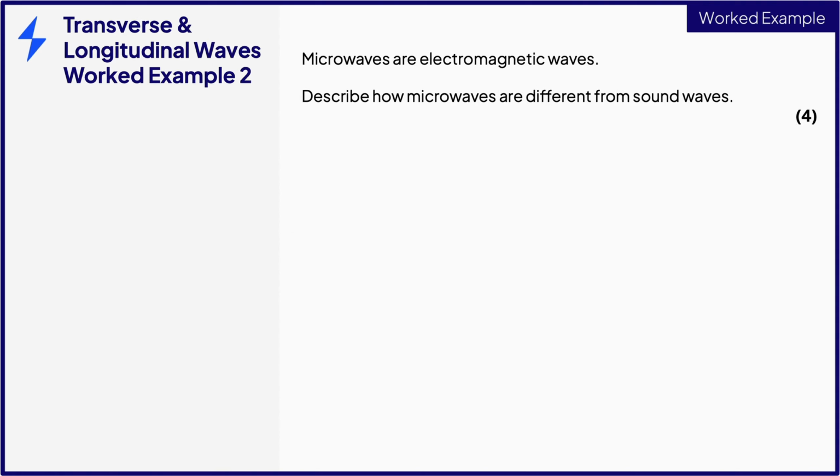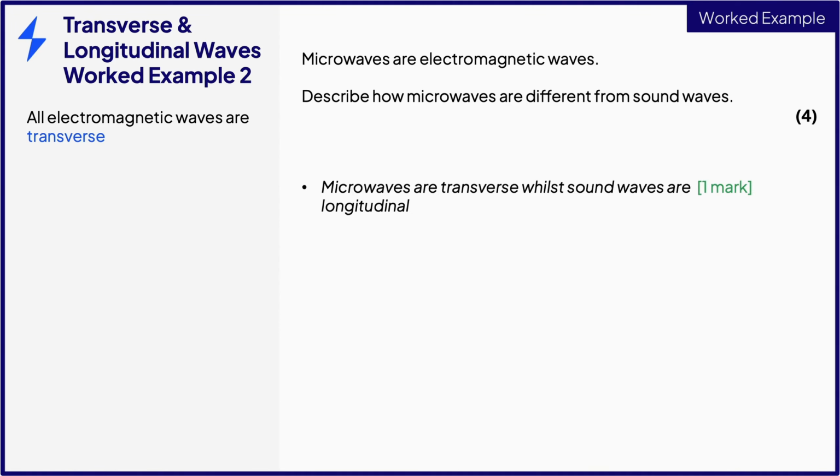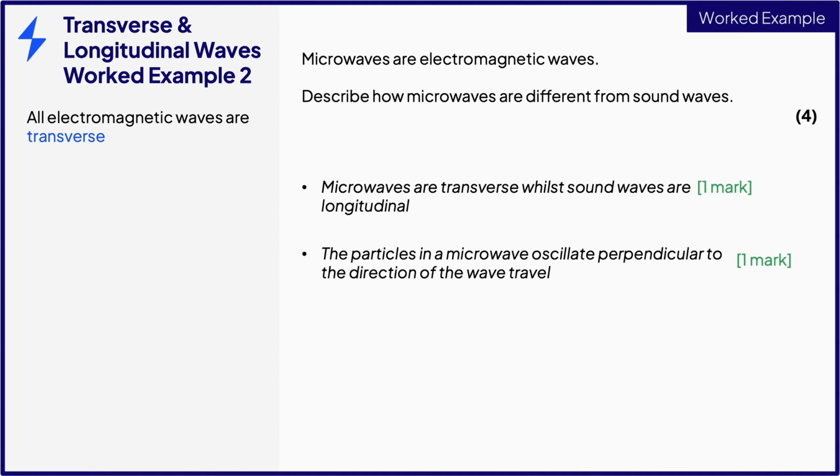Let's try another example. Microwaves are electromagnetic waves. Describe how microwaves are different from sound waves for 4 marks. We know all electromagnetic waves are transverse, while sound waves are longitudinal. Therefore, this is the first mark. There are inherent differences between transverse and longitudinal waves, such as the movement of particles. The particles in a microwave will oscillate perpendicular to the direction of the wave travel, unlike sound waves, where the particles oscillate parallel to the wave travel.